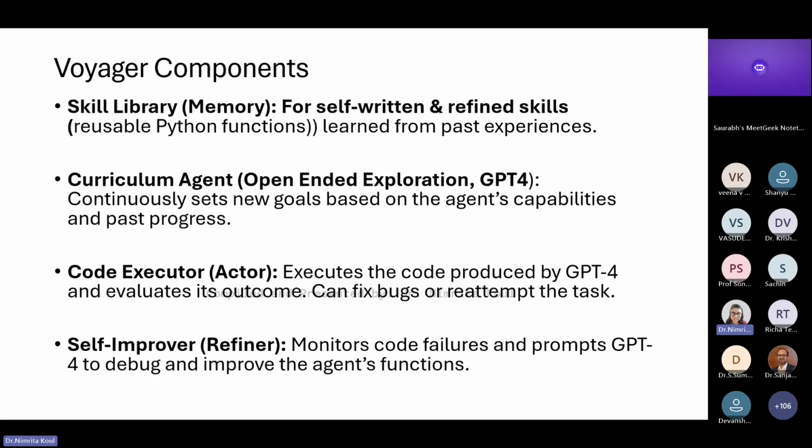And it has a curriculum agent which sets new goals for it based on the current situation of the game and everything. It has a code executor which helps it to write Python code, fix that code, and reattempt new moves. Of course, the goal is to win the Minecraft game. It also has a module for self-improvement where it monitors which code is failing, what bugs are coming. It asks ChatGPT to revise that code, and all of this is for the final goal, to win the game.